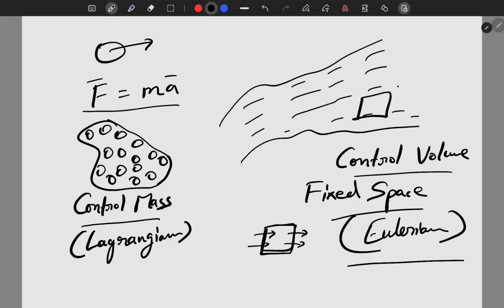So remember the basic thing: in the control mass approach the mass is constant, and in the control volume approach the mass is not constant, rather it can come in and go out.